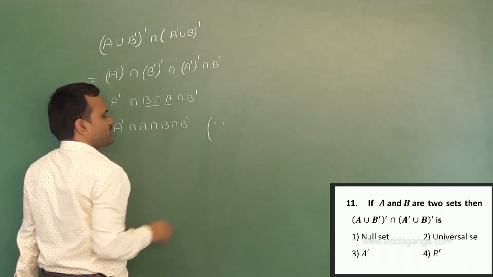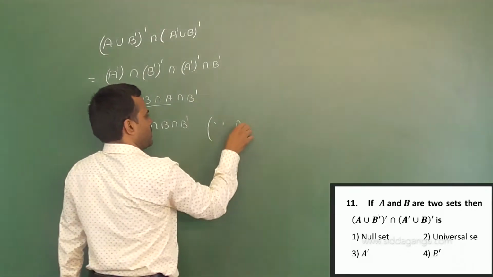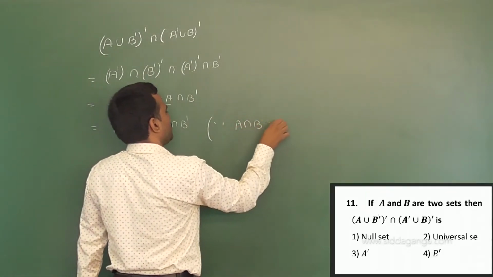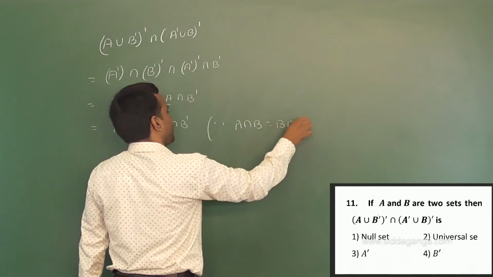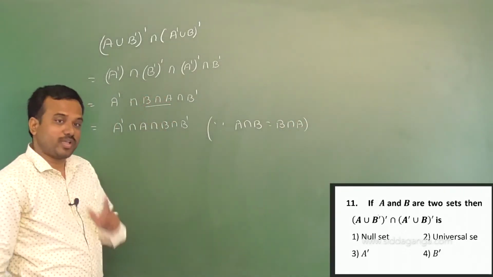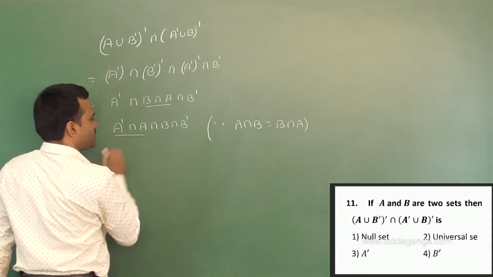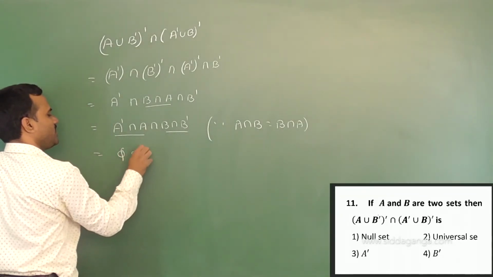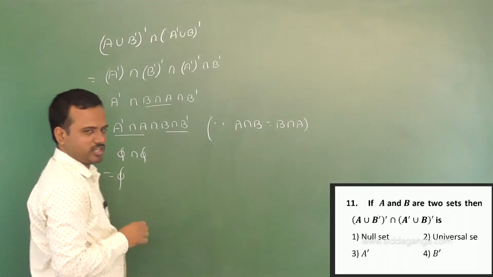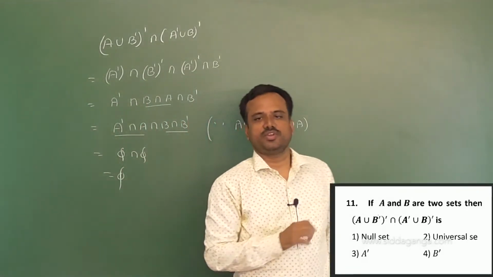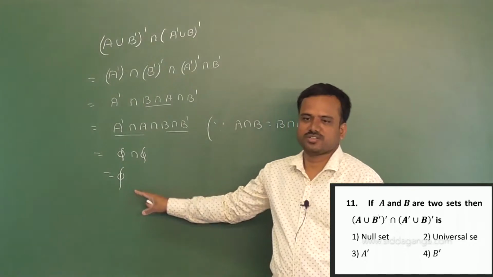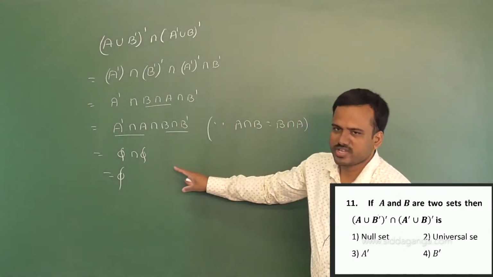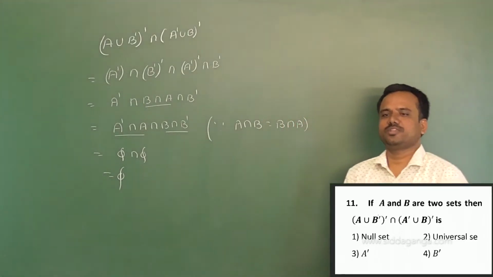Because we discussed in the property that A intersection B is always equal to B intersection A, the commutative law. Why do I write like this? A dash intersection A, B dash intersection B is what? Empty intersection empty. Empty intersection empty is empty, that means null set. For this question, the option is the first one. Next question.